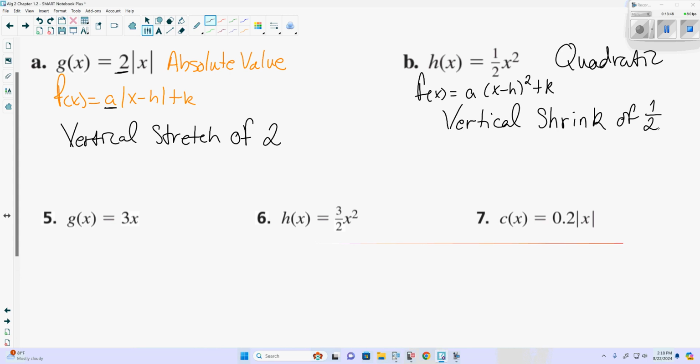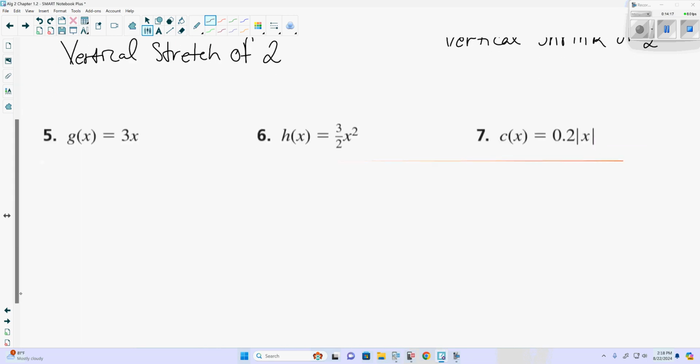It's a vertical shrink if the value of a is between 0 and 1. It's a stretch if it's greater than 1. If the a value is negative, then it's a reflection, plus whatever a is. We feel good about A and B. Are you ready for number 5? Number 5, what's its parent?